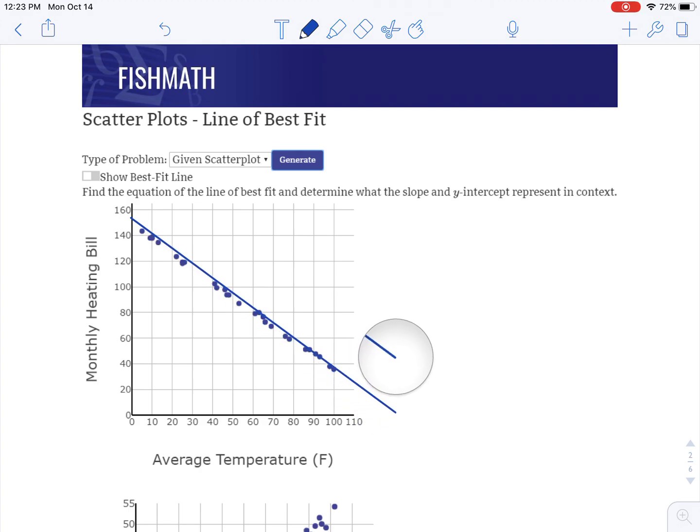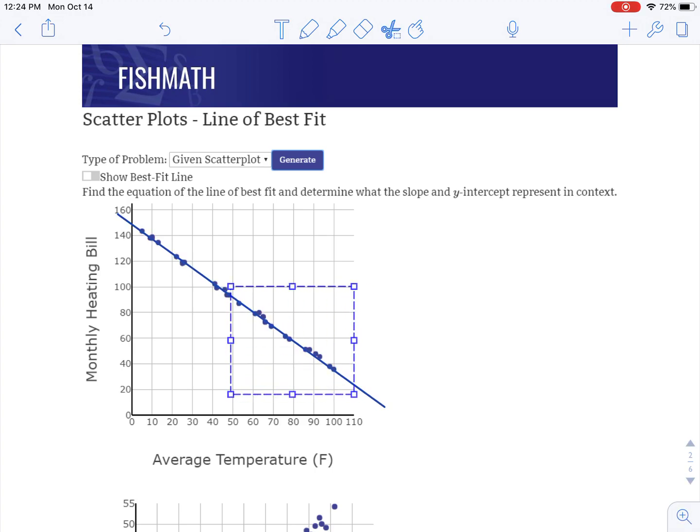You want to keep the dots kind of even on both sides of your line, on the top and on the bottom. So again, this wouldn't be very good, but this would be a little better. You want to touch as many dots as possible and again keep it balanced with dots above and below. That's a pretty good line of best fit. Now to find our equation of this line, we're going to need a couple things.